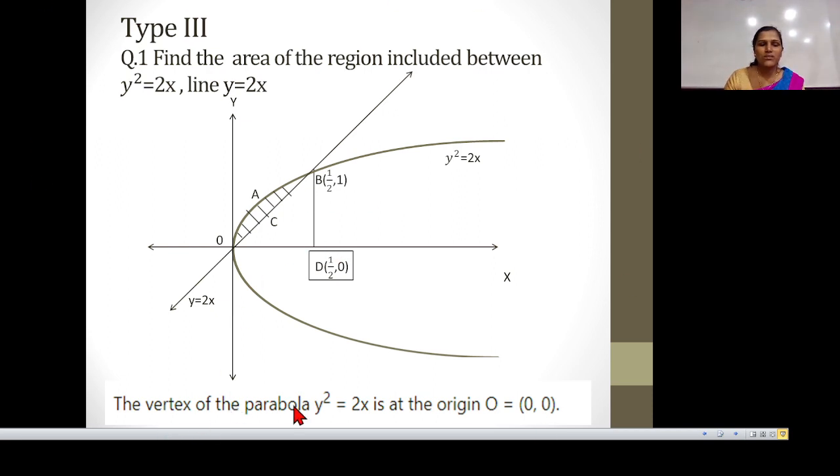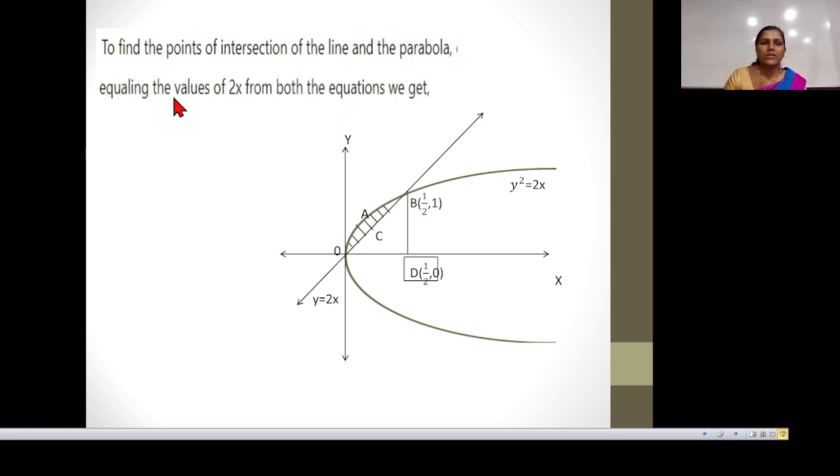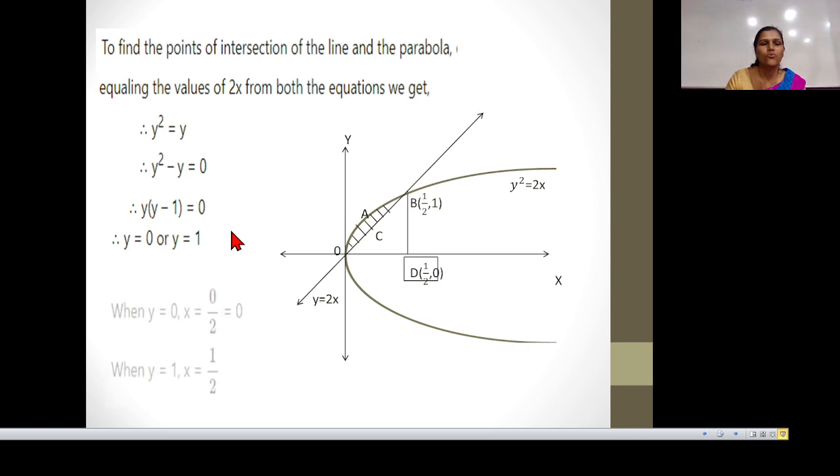As we have been given the curve y square is equal to 2x, the vertex of this parabola is the origin. That's why O is equal to (0, 0). Now, to find the point of intersection of the line and the parabola, that is the point B, equating the values of 2x from both the equations, we get y square is equal to 2y. So we get y square minus y is equal to 0. Then y into (y minus 1) is equal to 0.